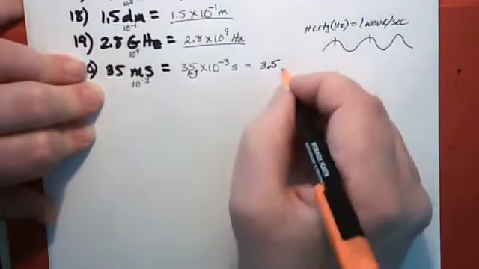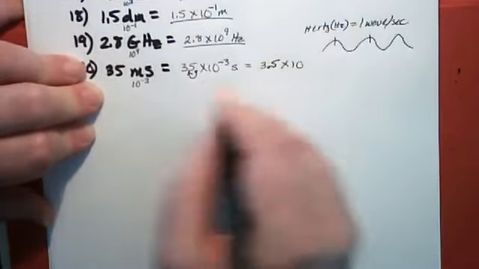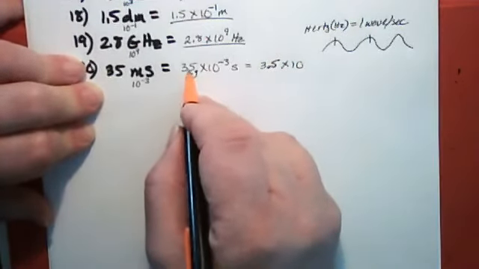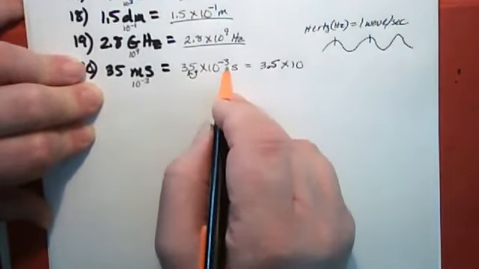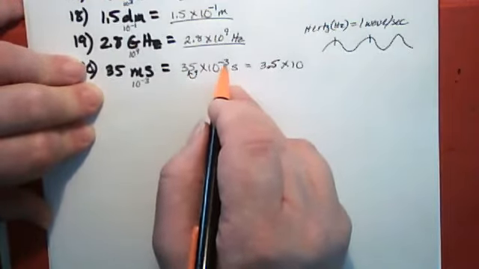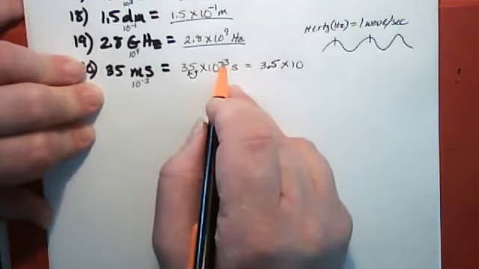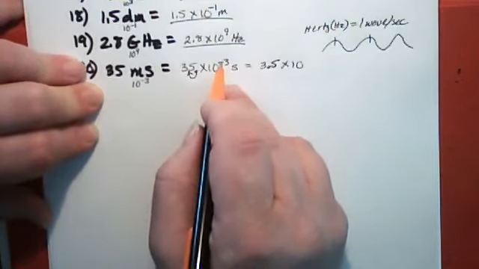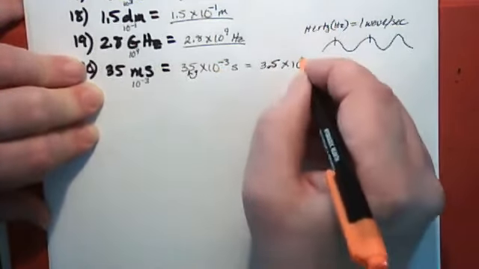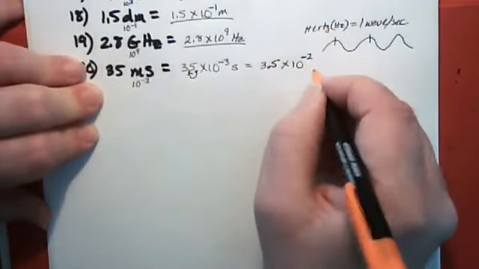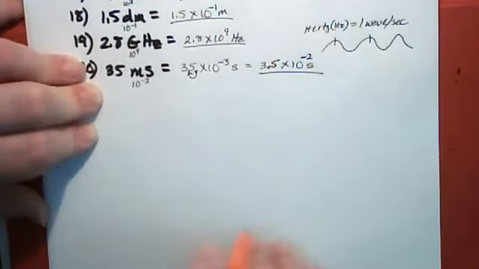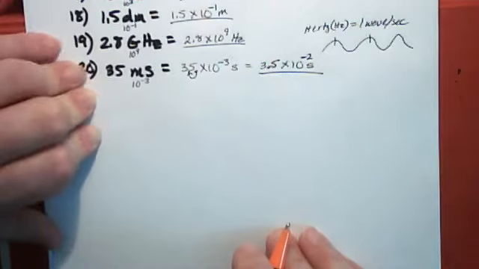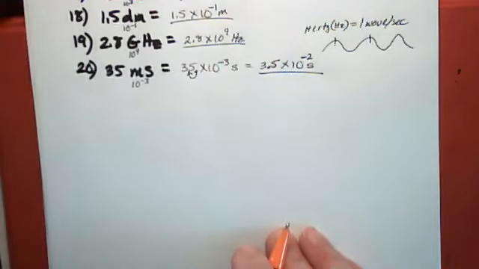So 3.5 times 10. Now, when we moved the decimal point, we made the first part of the number smaller, so we have to make the minus 3 bigger by 1. And remember, negative numbers, watch out. -2 is actually bigger than -3. So it's 10 to the -2 seconds. That would be 35 milliseconds. Okay, so we're done with that.